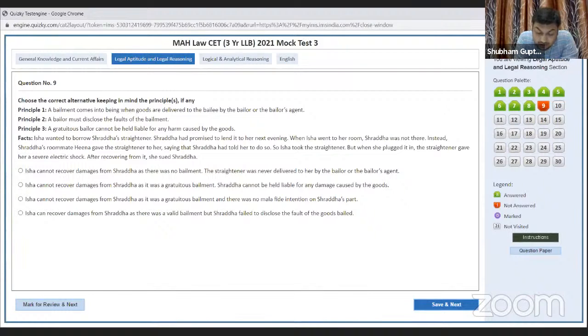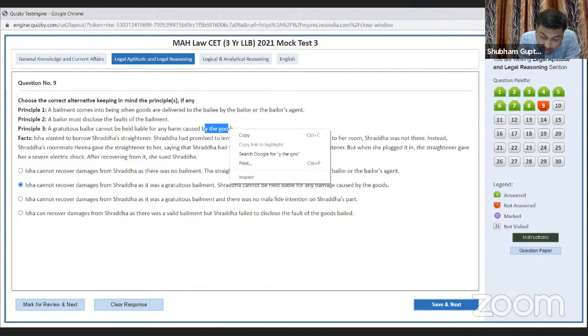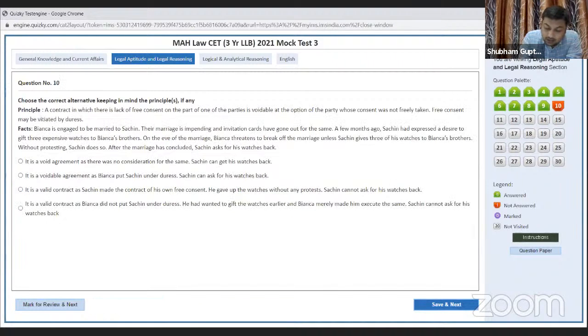The straightener was never delivered. This is not the case. Shraddha cannot be liable for any damages, as it was a gratuitous bailment. There was no malafide intention. So Isha cannot recover damages as it was a gratuitous bailment and there was no malafide intention on Shraddha's part. So should I mark C or B? It is a doubt between C and B. Isha cannot recover damages and Shraddha cannot be held liable for any damages caused. So if I go back to the principle, it says not liable for harm of the goods which are given gratuitously. So malafide intention does not make any sense.